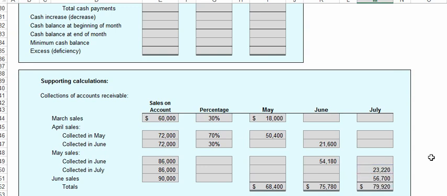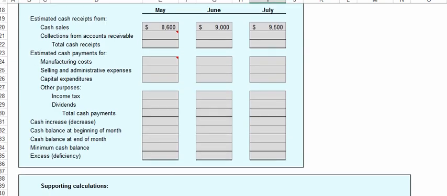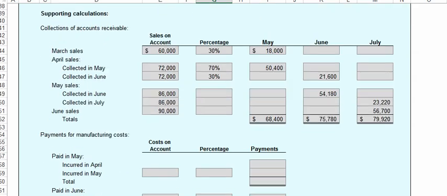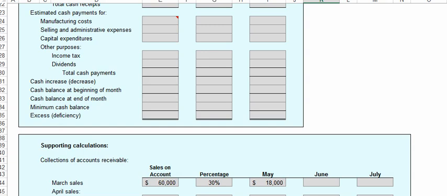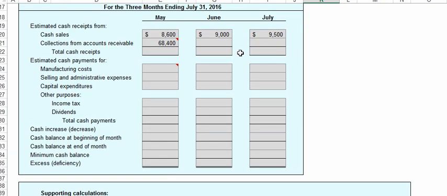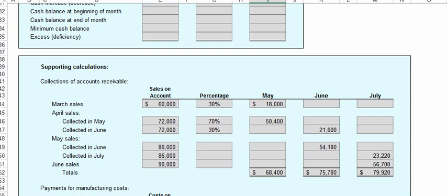And now we get our collection of accounts receivable. 68,400 for May. For June, 75,780. And then for July, 79,920.